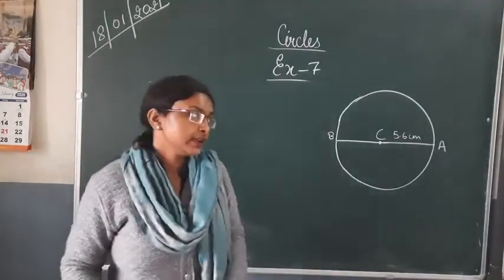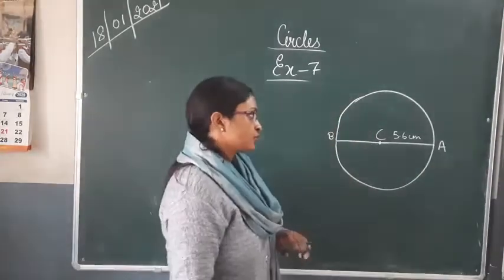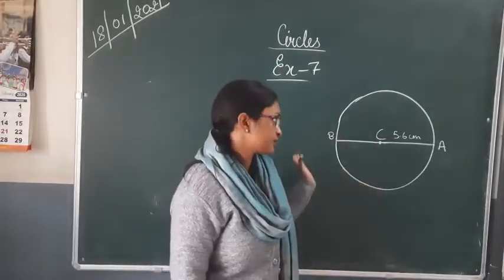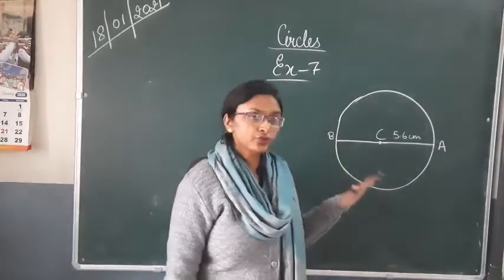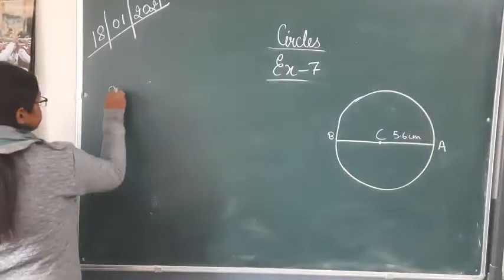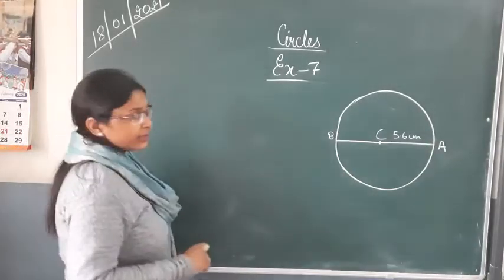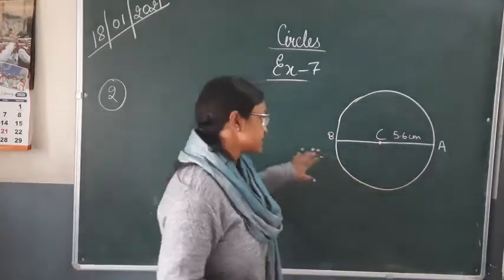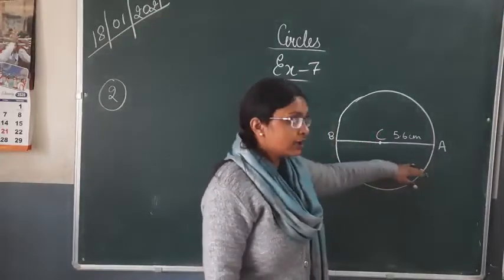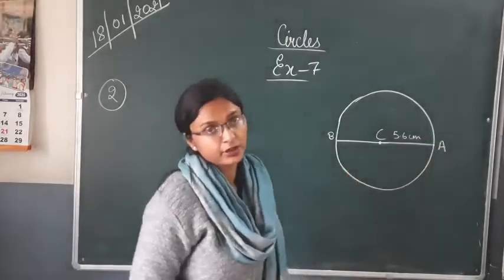Find the distance between AB. Now you have to find out the distance between A and B. If the distance between C and A is 5.6 centimeters, then the distance between A and B will be equal to 2 multiplied by 5.6 centimeter. Why are we multiplying 2 with 5.6? Because this BA acts as a diameter of the circle. BA is double of radius, so double of radius is equal to the diameter of the circle.